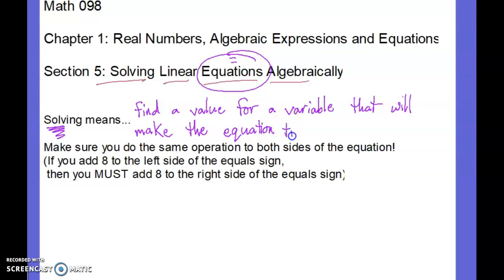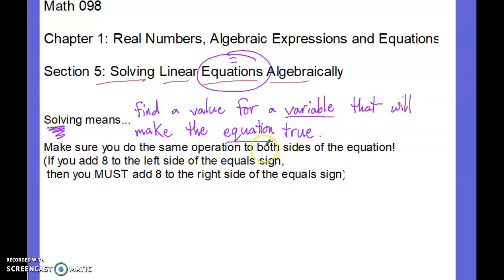Now this is my definition. In a different book, or a glossary or a dictionary might explain it a little bit differently. But as I look at the next slide that has several problems, they'll each have a variable in it. They'll each be equations, so they'll each have equal signs in it. And we're going to find a value or a number that when we replace it in for that variable, it will satisfy the equation.